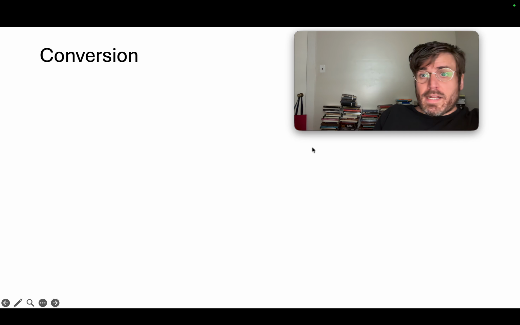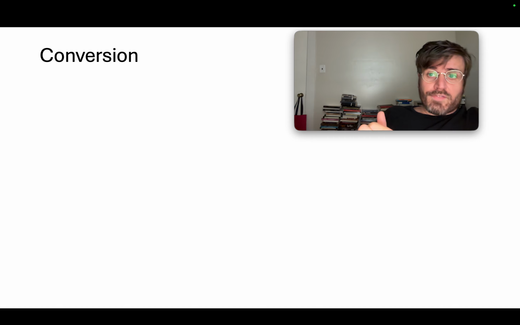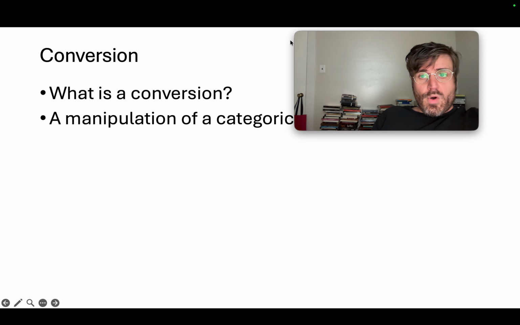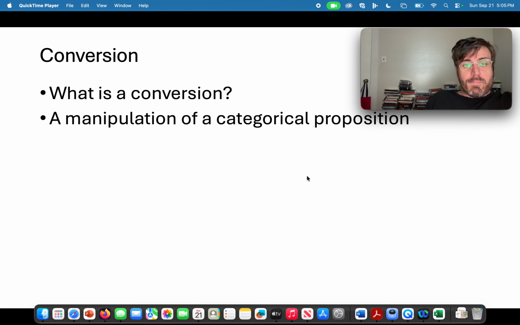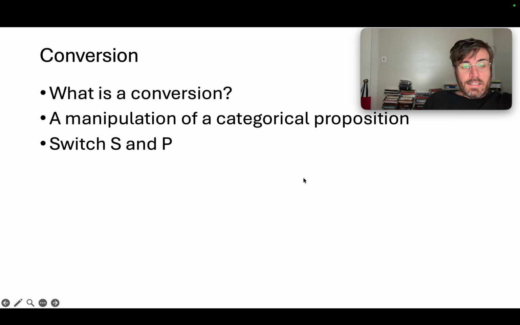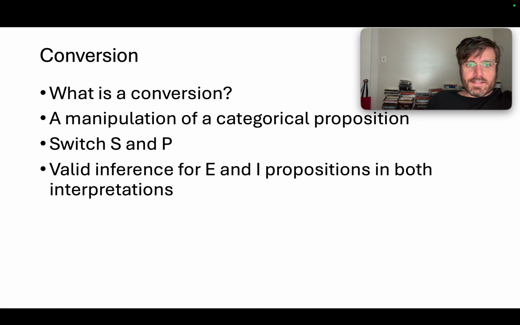The first type of immediate inference is known as conversion. I think conversion is probably the simplest and most straightforward of the immediate inferences. It's really just one transformation to the sentence. So just to define it, a manipulation of a categorical proposition that entails the switching of the subject class and the predicate class. So all you have to do to convert a categorical proposition is switch the subject term with the predicate term. Nothing else is changed in that sentence.